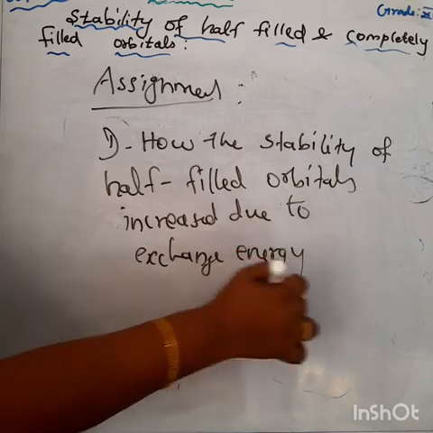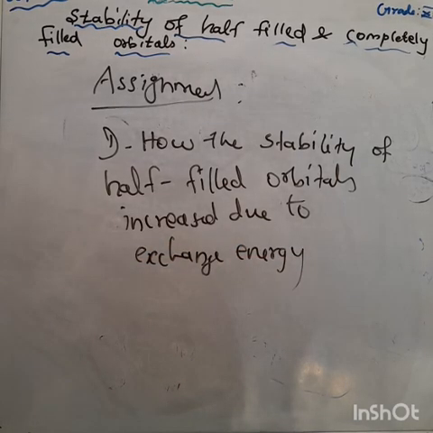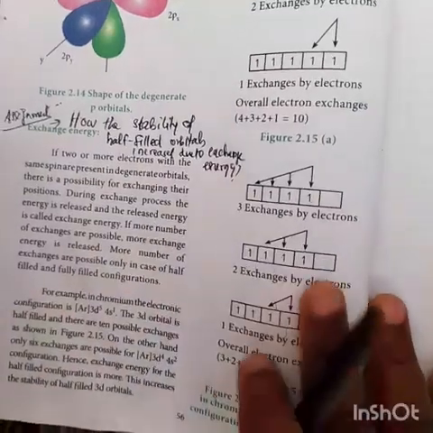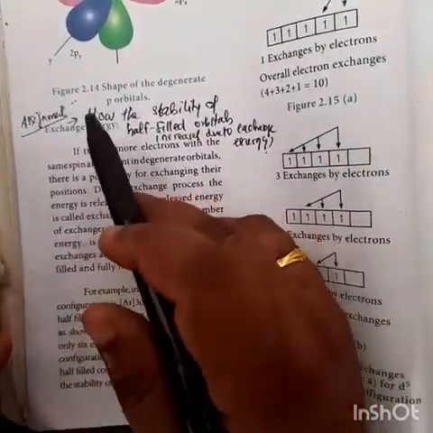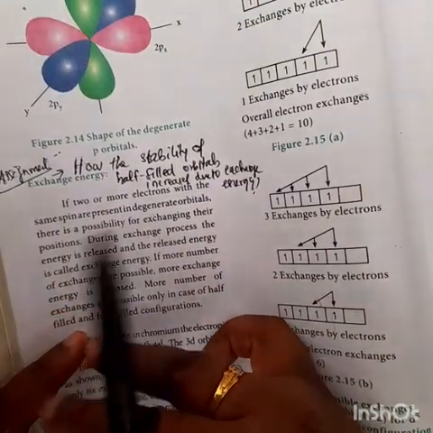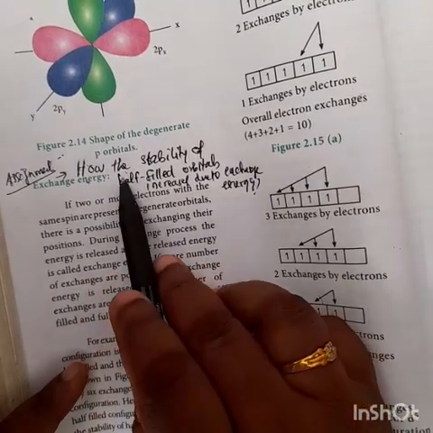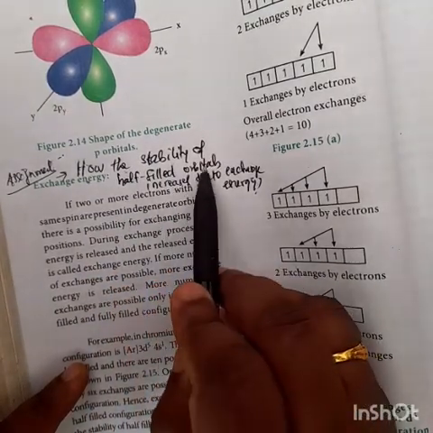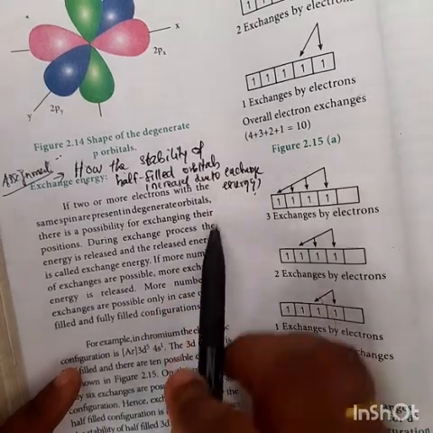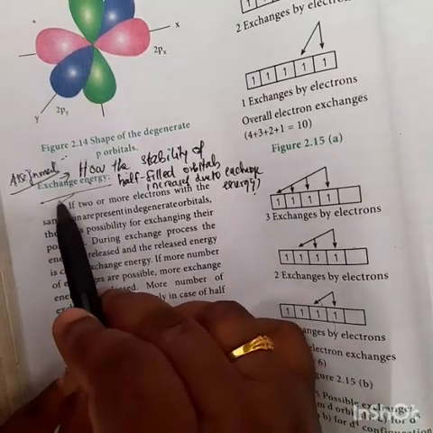If you have the book, take your book now. I will mark the question. Students, take page number 56. Today's homework: how the stability of half-filled orbitals increases due to exchange energy. From exchange energy, you have to mark now.